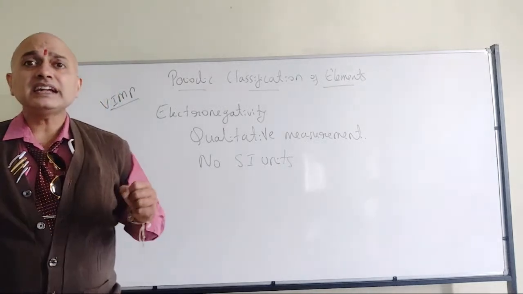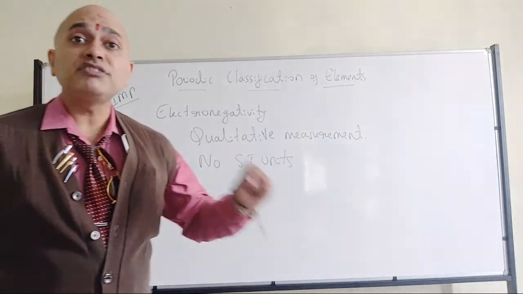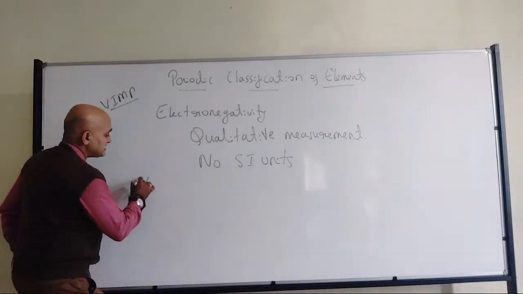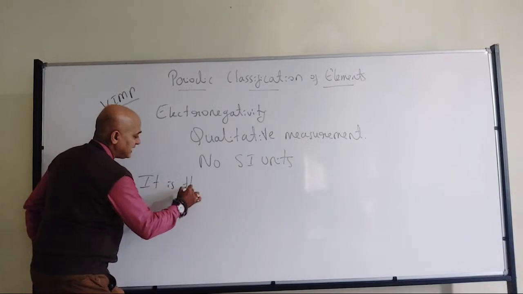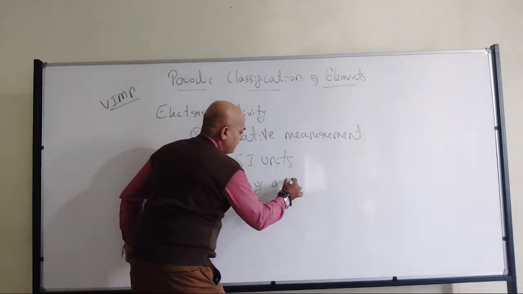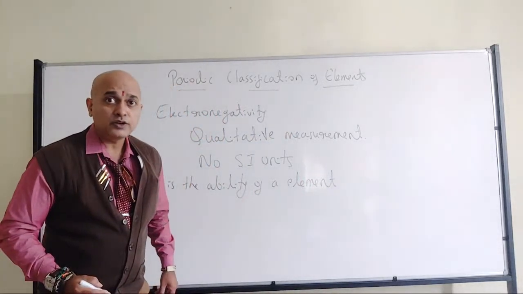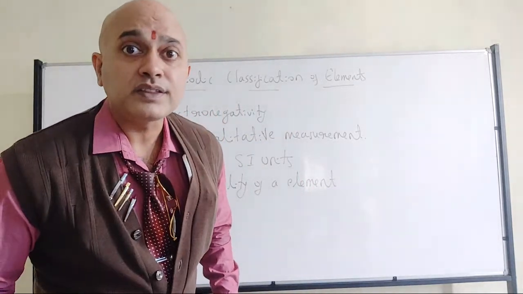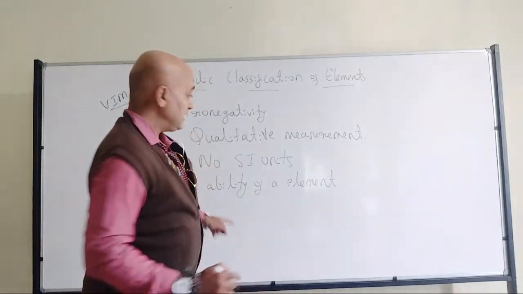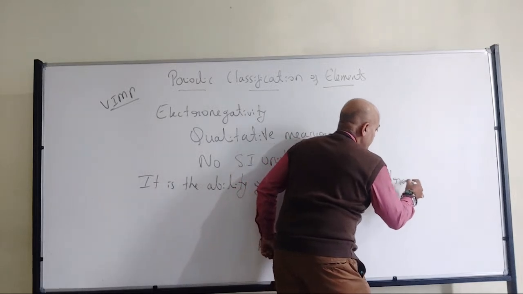What do you mean by electronegativity? Now we have to define. It is the ability of an element to attract the electron. Rohan, not the tendency to lose an electron. No. It is the ability of an element to attract the electron.